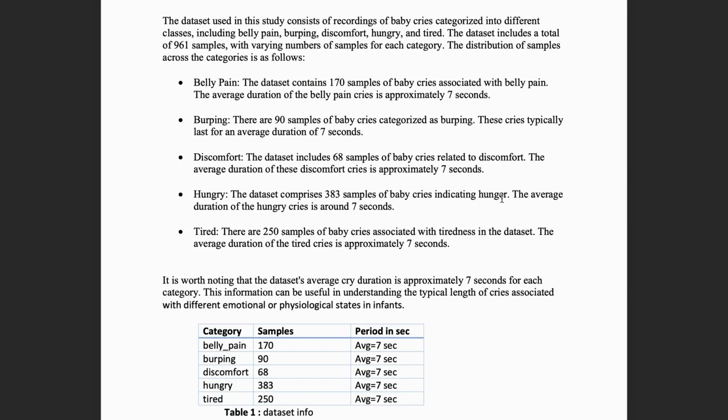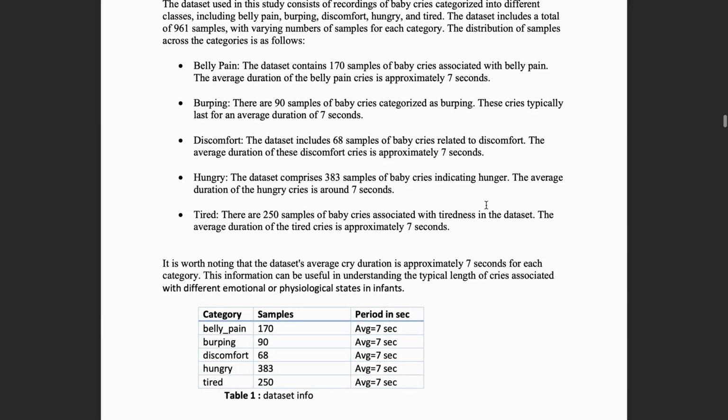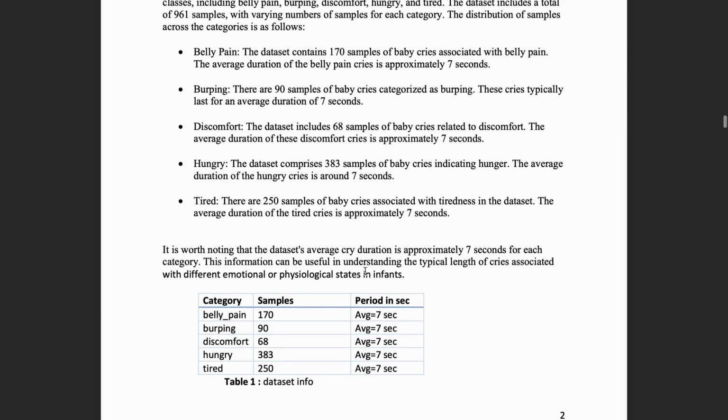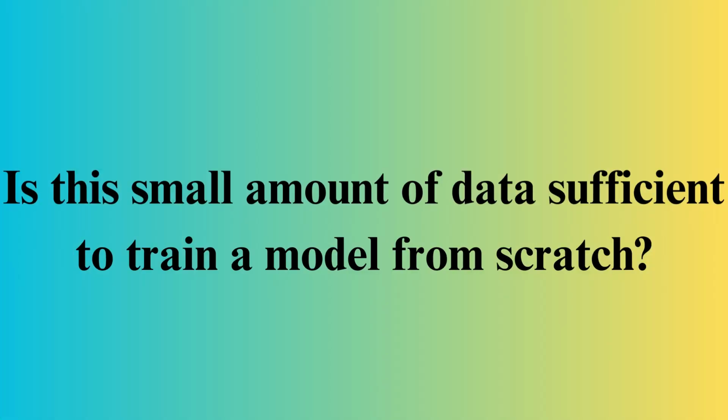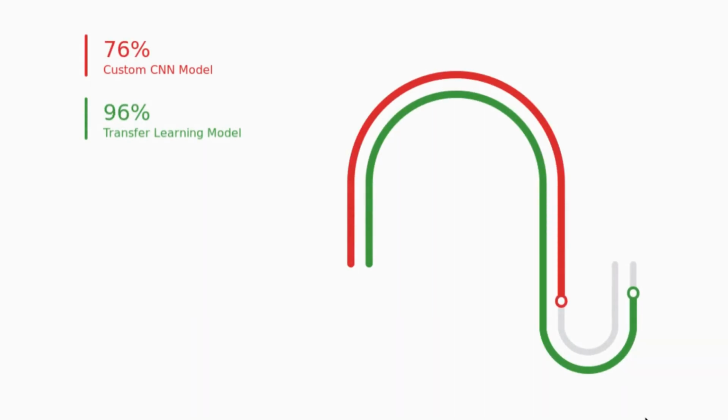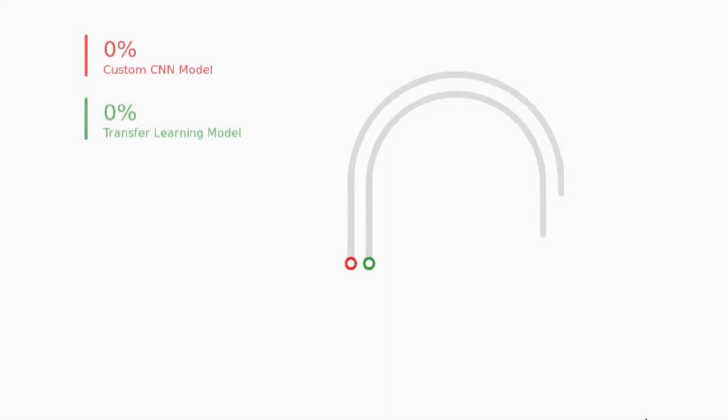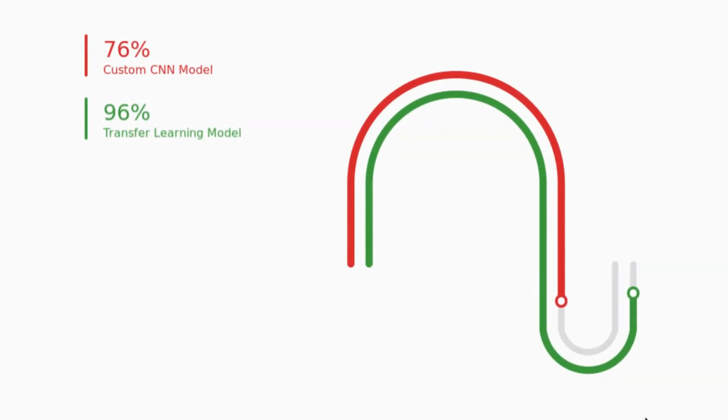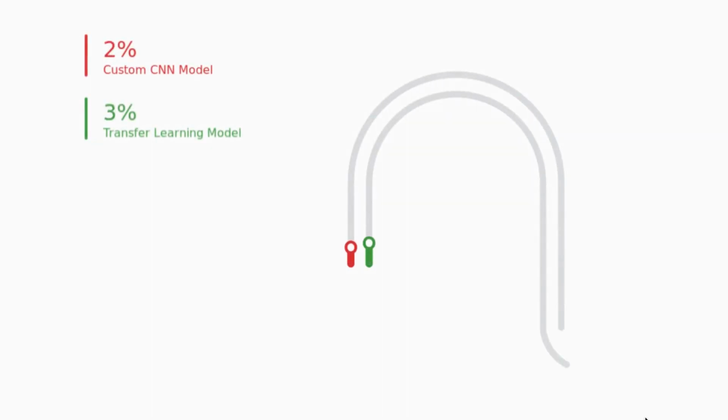My dataset information was as follows. In total, it contained 961 audio files, each 7 seconds long. In terms of classification, it has 5 different classes, which are belly pain, pain, discomfort, hungry, and tired. Of course, the dataset is not large enough to train a model from scratch. This is where transfer learning came to the rescue and allowed our model layers to learn from pre-trained layers instead of random initialization.